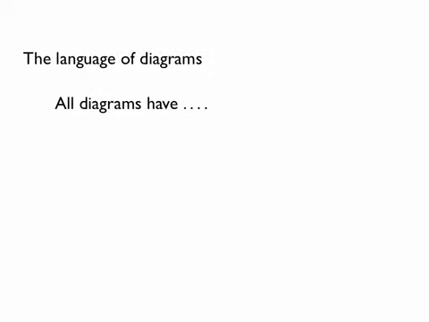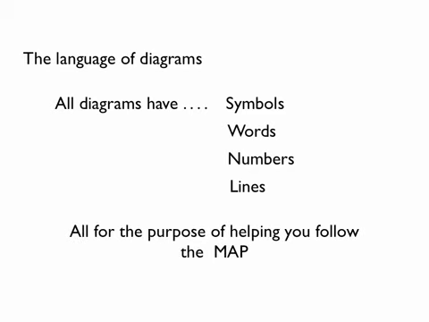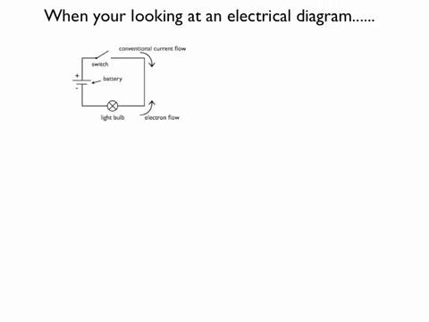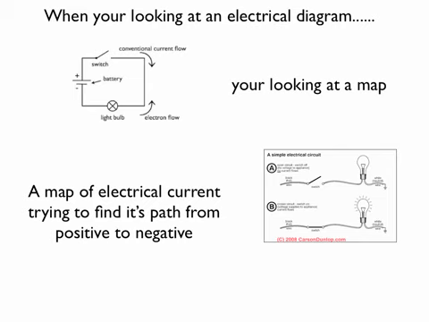The language of diagrams always includes symbols, words, numbers, and lines. All of this stuff is on there, and it's all for the purpose of helping us follow the map. We're going to talk more about symbols as we go along in each one of these sessions. But when you're looking at an electrical diagram, remember, you're looking at a map. Not a street map, but a map of electrical current trying to find its path from positive to negative.